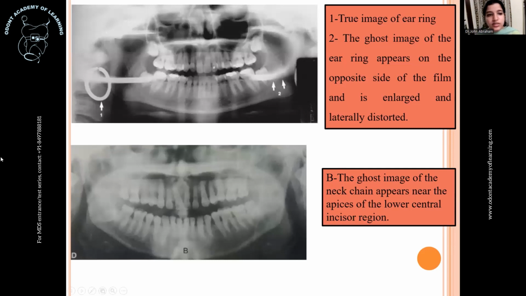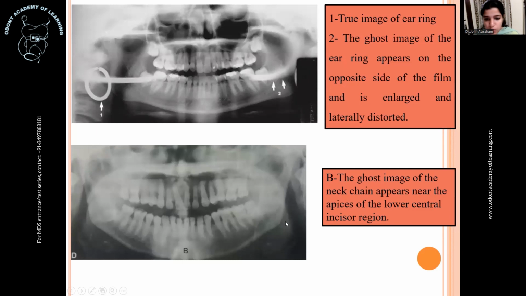Okay, so this is the image. There's a ghost image that is being formed. Okay, so what were the characteristics? It is being seen on the opposite side. It is distorted. It is above the image that is being formed and it has shifted to the side as well. Okay, and it is blurred. It is not as clear as this particular image. So this is a true image of an earring and it has formed a ghost image of the earring appearing on the opposite side of the film. It is enlarged and it is distorted laterally.